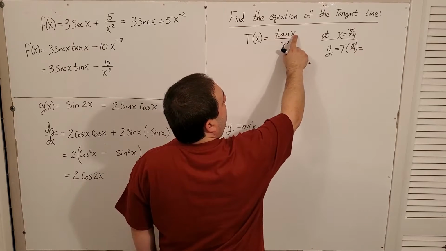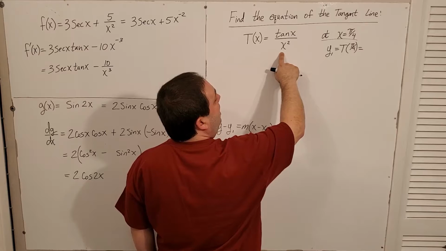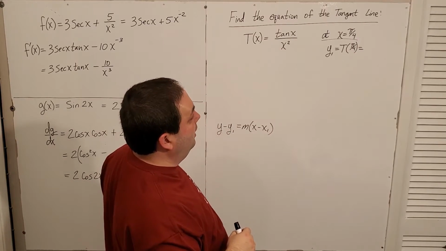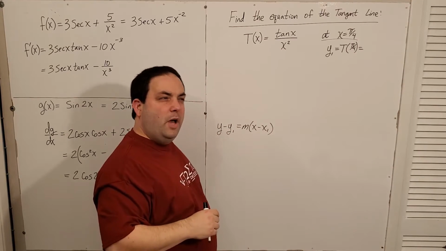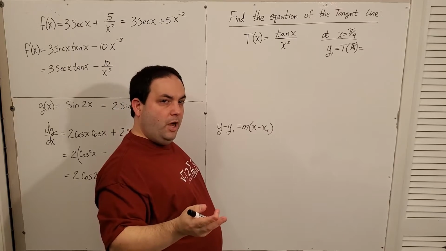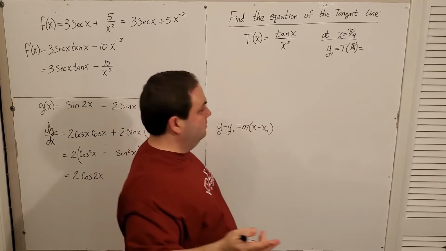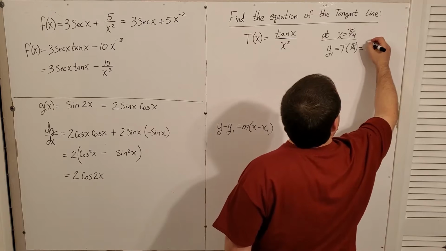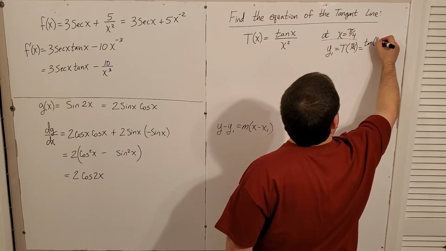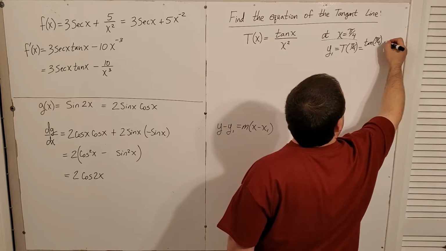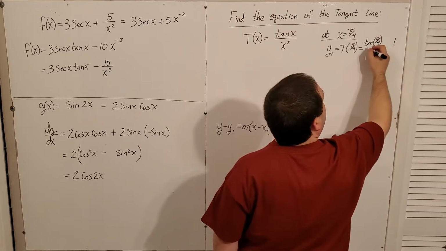So tangent of pi over 4 divided by pi over 4 squared. Tangent of pi over 4. You should remember that one, right? Tangent of pi over 4 is tangent of 45 degrees, which is 1.